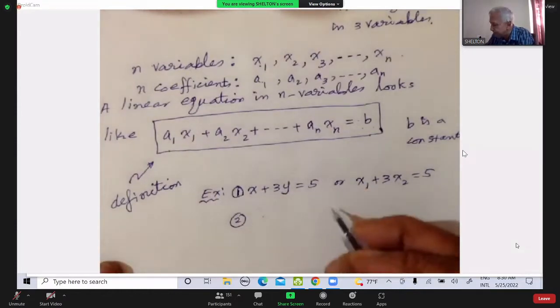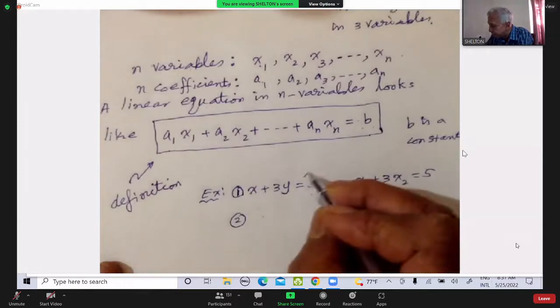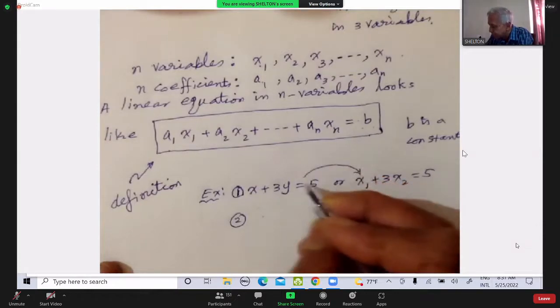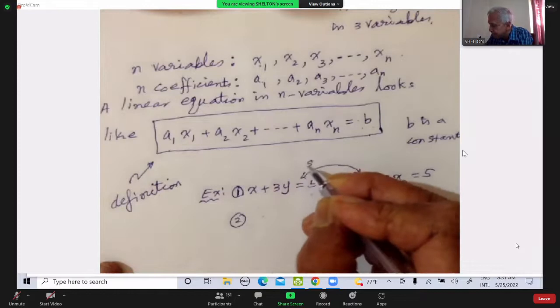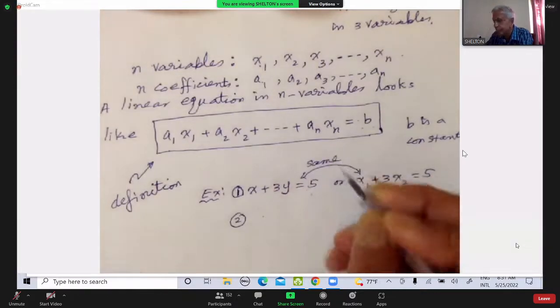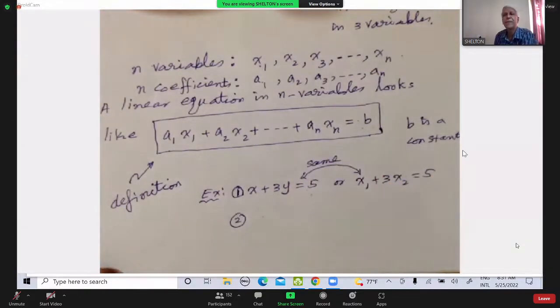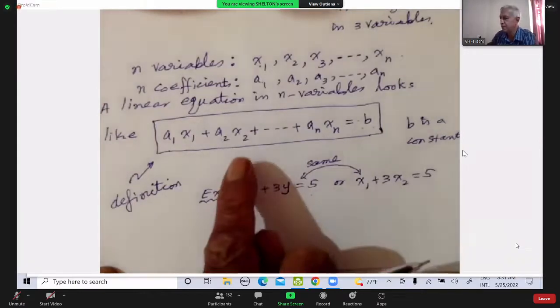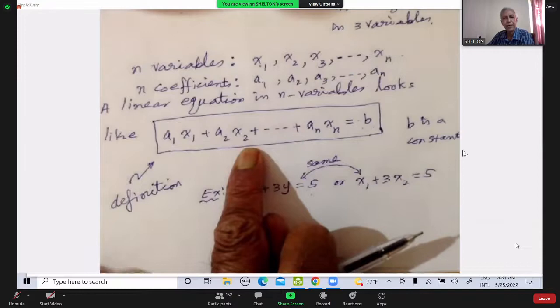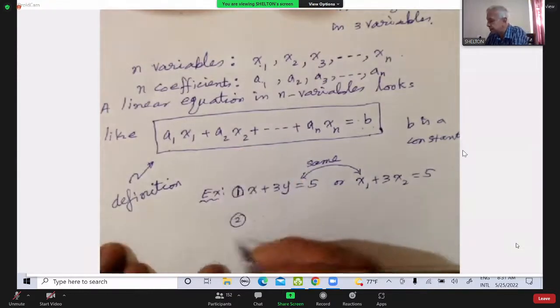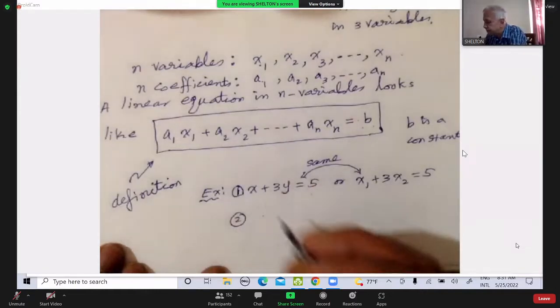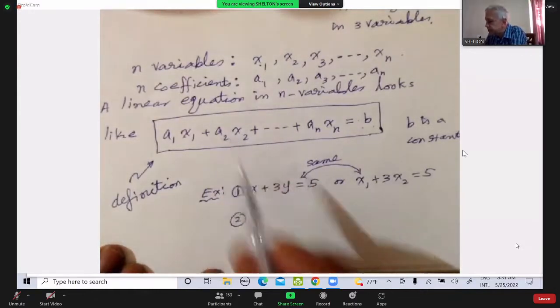These two equations are the same. I want to say that it is the same equation. The only thing is that we have used a different notation to denote variables. This is a more efficient way to do it when it comes to a large number of variables. As an example of another linear equation, let us use this notation.